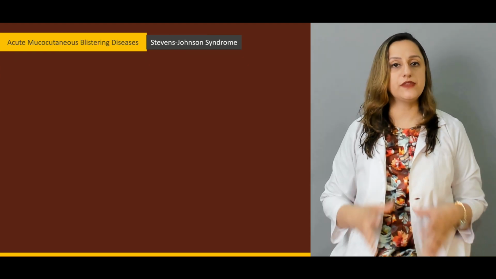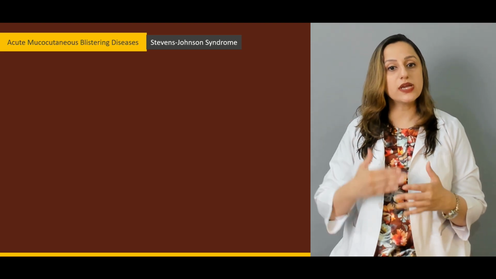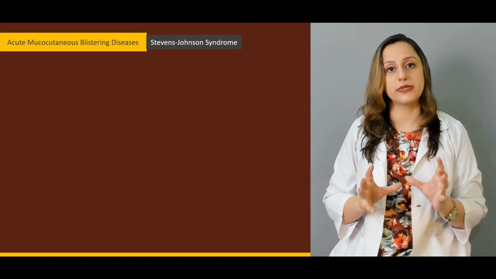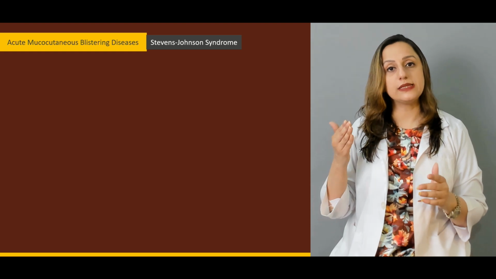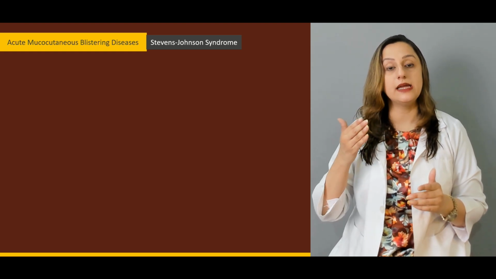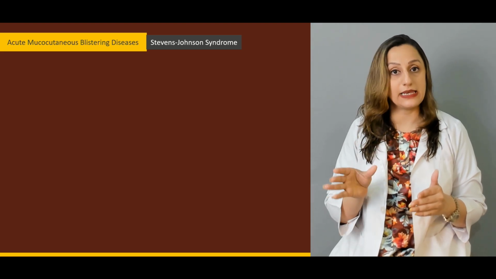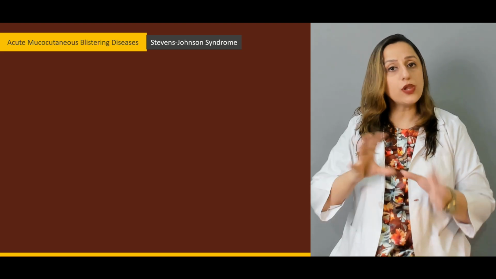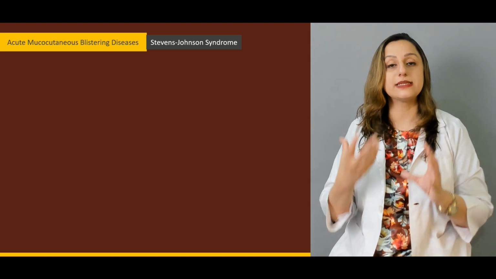Then we can have the mucocutaneous blistering disorders. Basically, the acute mucocutaneous blistering disorders include a list of diseases, including Stevens-Johnson syndrome and toxic epidermal necrosis, which is abbreviated as TEN, and it's also known as Lyell's disease. So all of these conditions are included in the mucocutaneous blistering disorders.